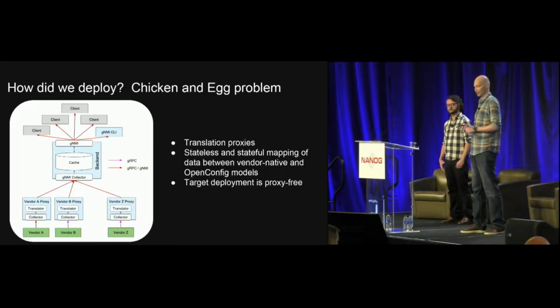But this is a process that we have gone through, and this is actually the model that we're in the middle of deploying, and we're gradually going to be peeling away these proxies as we get full support for the OpenConfig data model and the GNMI implementations.